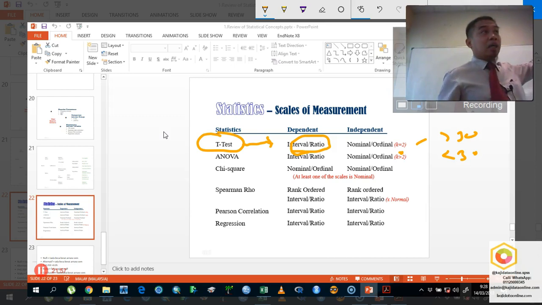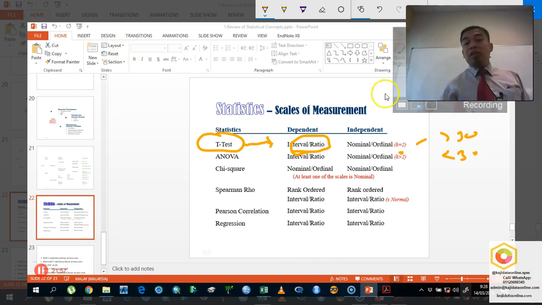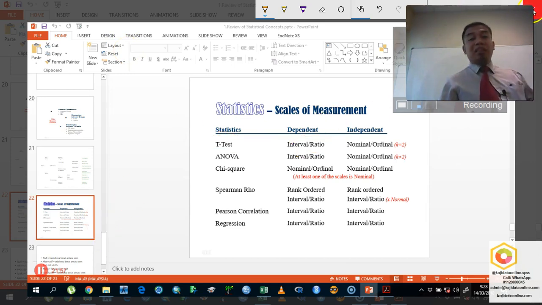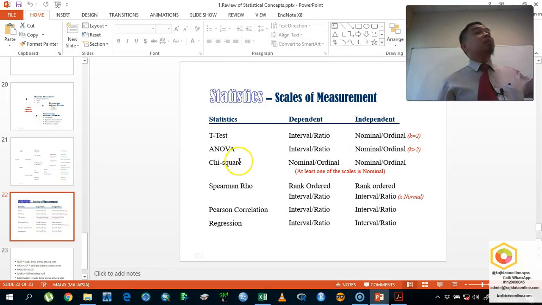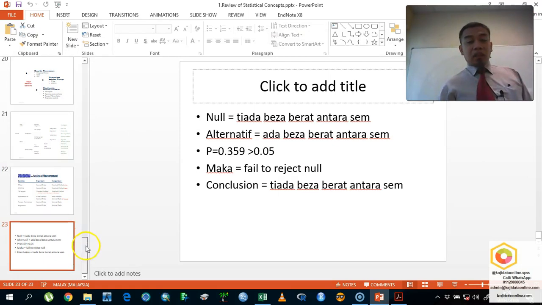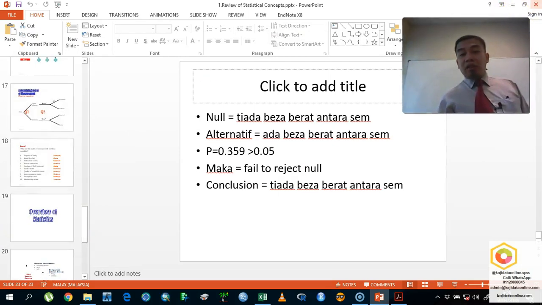Never mind. Along the way, I'm going to explain what ANOVA, chi-square, Spearman's rho correlation, Pearson product moment correlation, and last but not least regression are. So this is just an example. I'm going to skip this because if I explain it now, you will not understand at all. Okay, then let us look into the next part of our discussion.